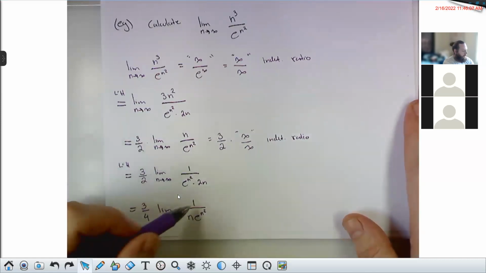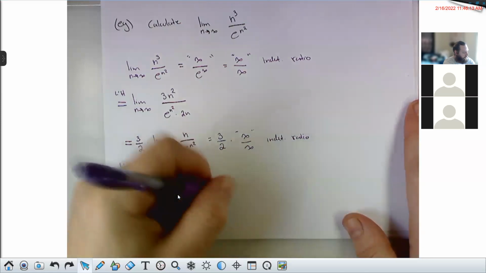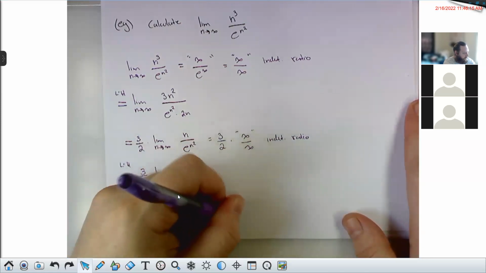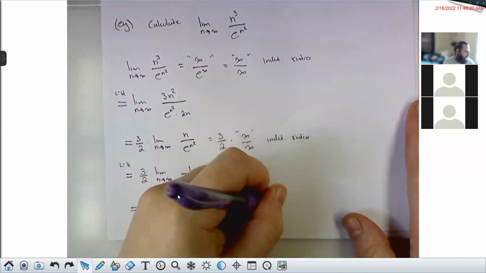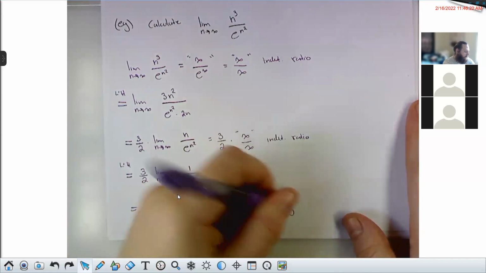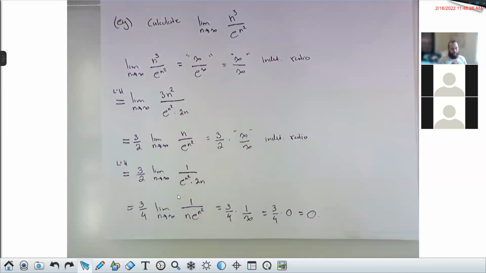But now the top is constant. The top is just 1. And the bottom, well, this piece goes to infinity, this piece goes to infinity. So this is 3/4 times 1 over infinity. And that's 3/4 times 0, which is 0. So pretty standard L'Hopital's rule problem here. And this is usually how I'd expect you guys to do it.